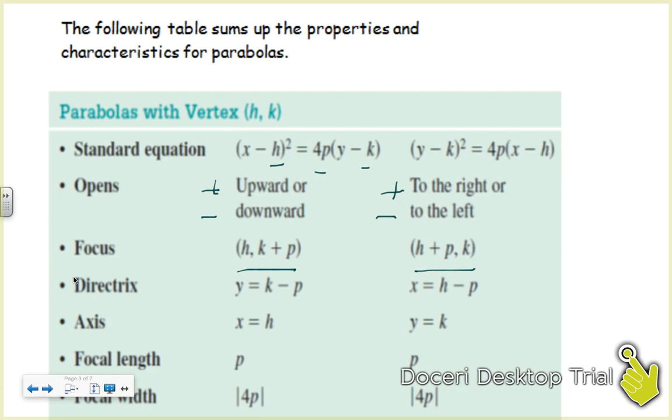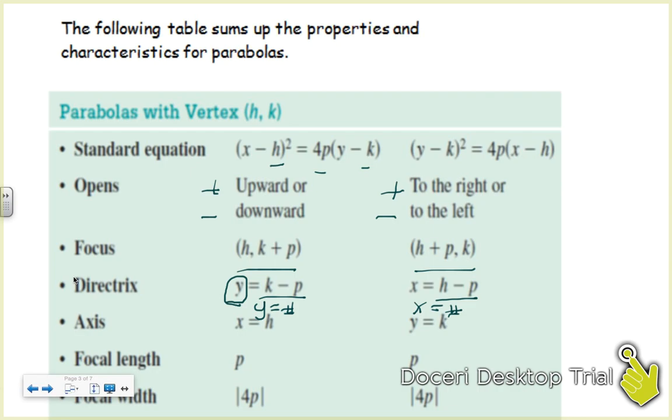To find your directrix, if it's up and down, you're going to have a y equaling a number. And to find the number, you're going to use this equation. When it's left or right, it's going to be an x, a vertical equation. And you're going to use these same values to figure out what that directrix is.